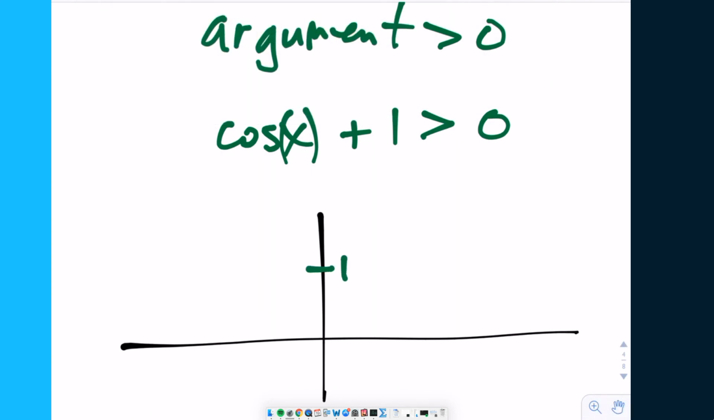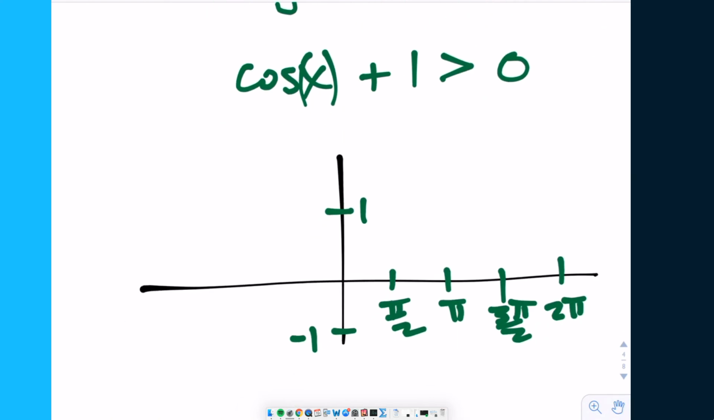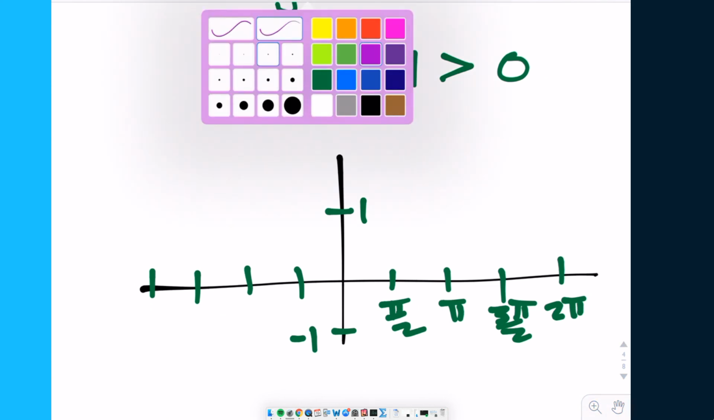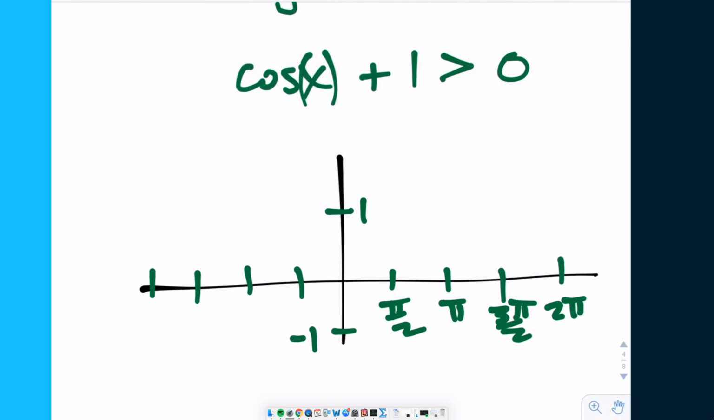It's going to go up to 1, down to negative 1. And we're going to have 2 pi here. There's pi. And then pi halves and 3 pi halves. That's on that side. And then we're going to have the same marks over here. And there you go. So as you're sketching this, with Notability, try to sketch it all with one smooth, continuous line. So it's going to look something like this.